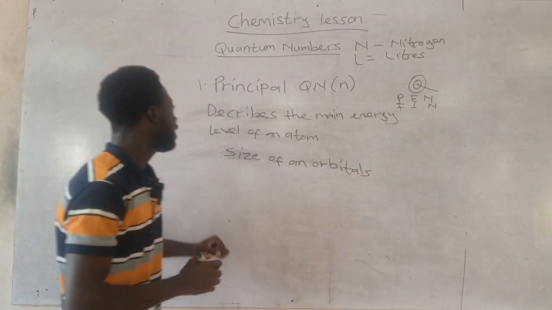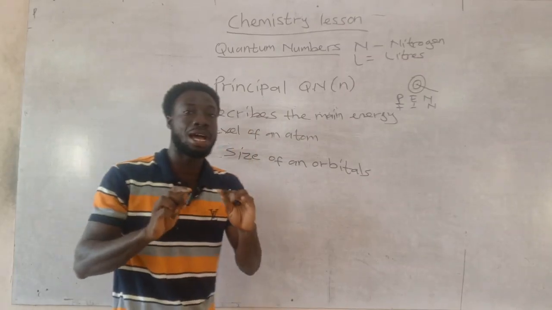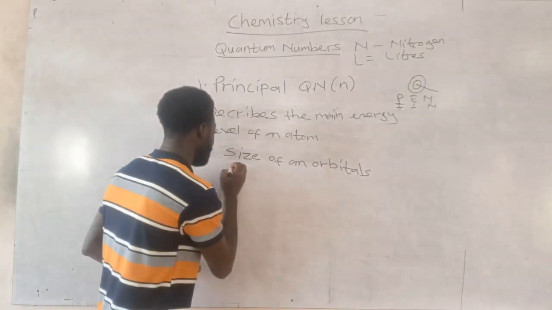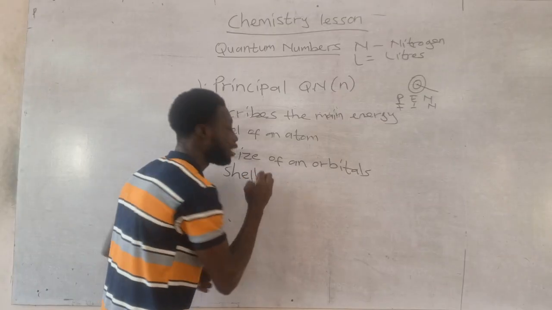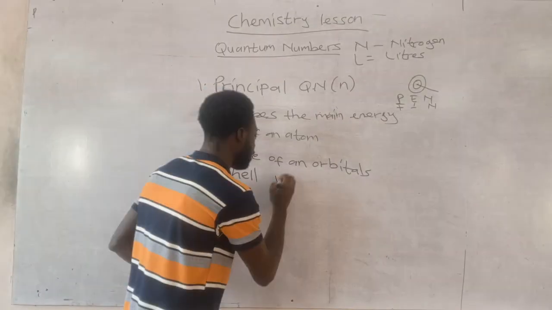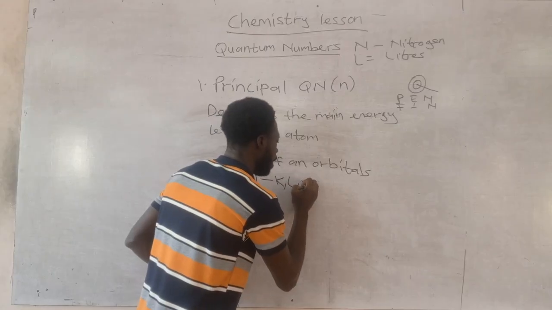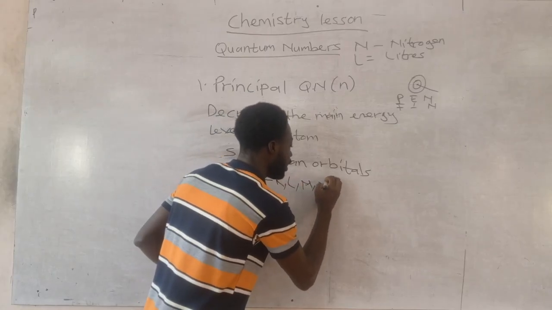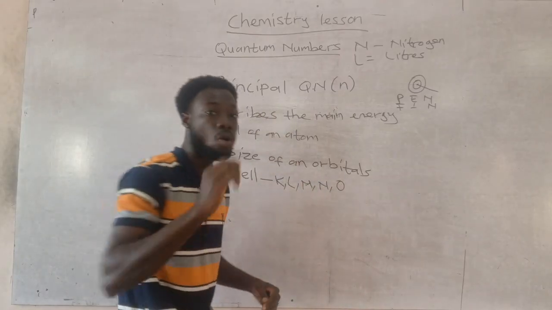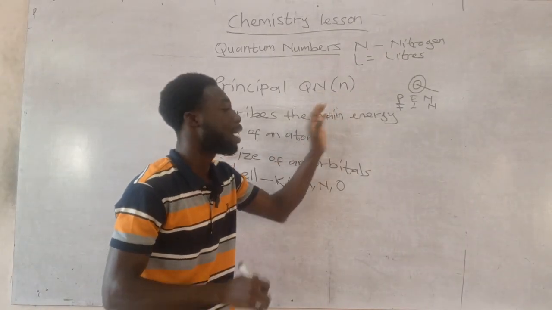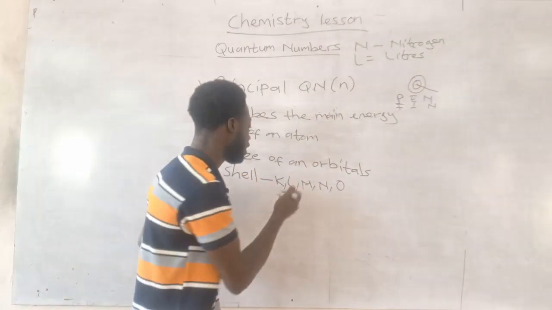Then the principal quantum number also describes shells. And what are the shells here? We have the K shell, the L shell, the M shell, the N shell, and lastly the O shell. So the principal quantum number n has the values that give us these shells.